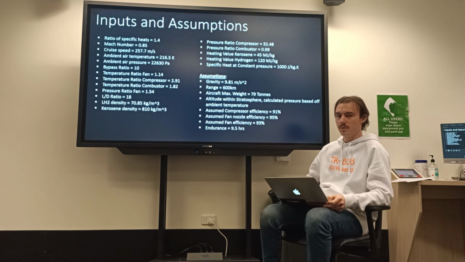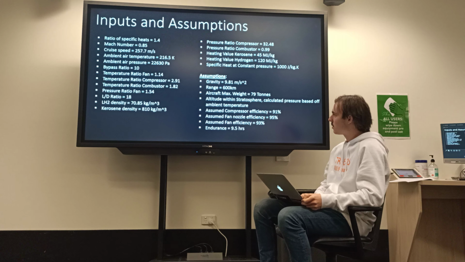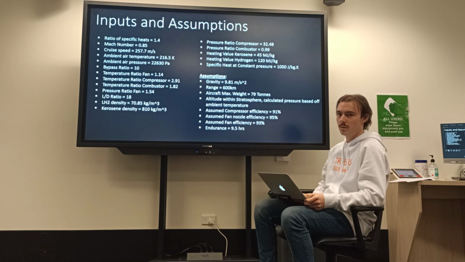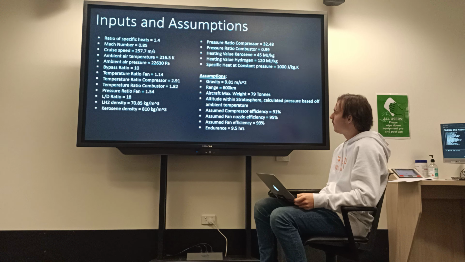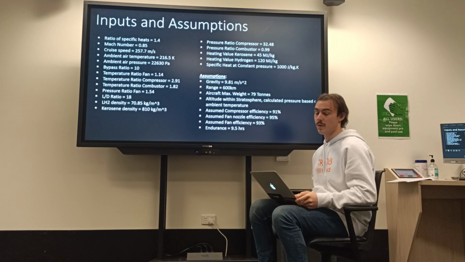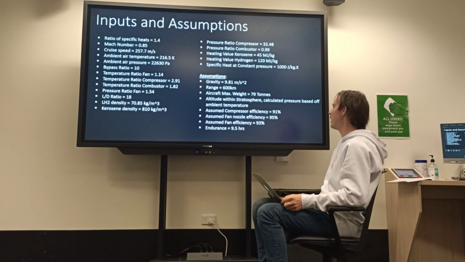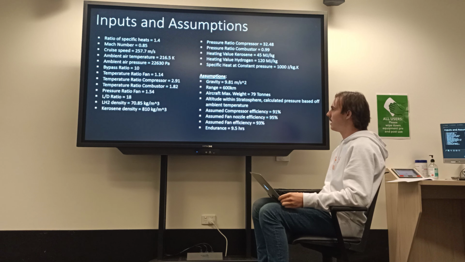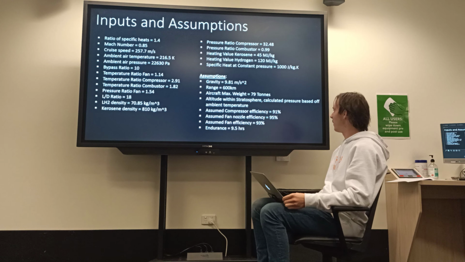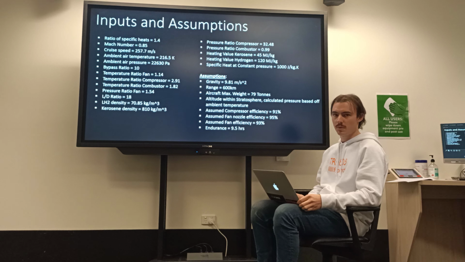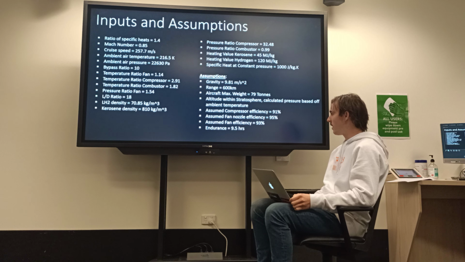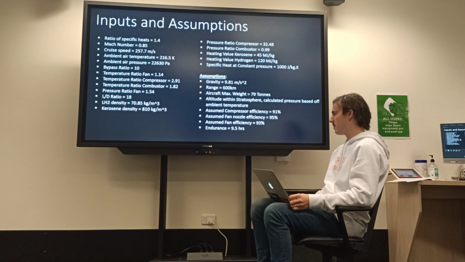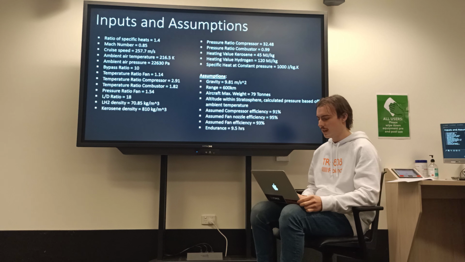Our assumptions include the gravity at 9.81 meters per second squared, a range of 600 kilometers, and maximum weight for the aircraft of 79 tons. The aircraft will be flying within the stratosphere, so we could assume a pressure and hence calculate the pressure based off the ambient temperature. We also assumed a compressor efficiency of 91%, a fan nozzle efficiency of 95%, a fan efficiency of 93%, and an endurance of 9.5 hours.